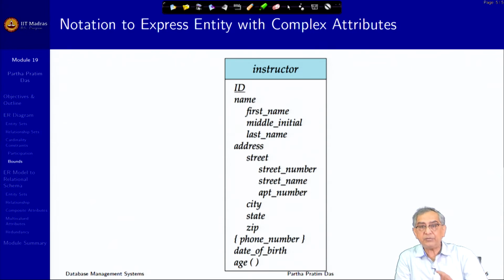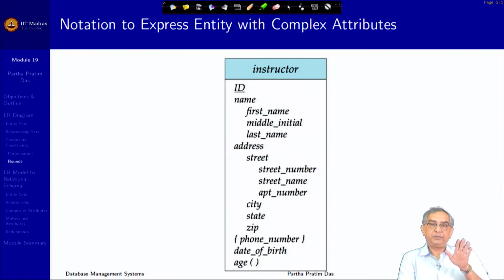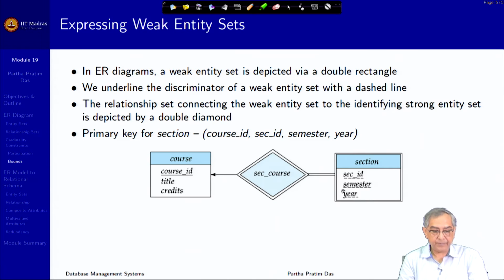So, this is just one single slide which tells you the different ways information can be represented in the ER diagram for attributes: simple attributes, key, composite attribute, multi-valued attribute, derived attribute, everything is shown through this representation. So, just try to remember these.